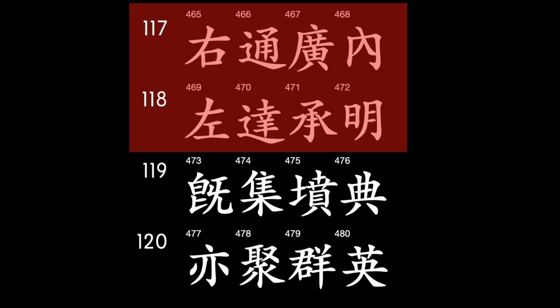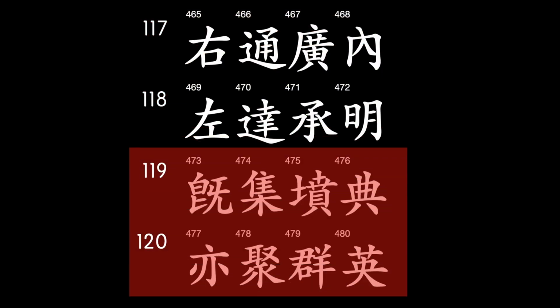That's a wrap for this lesson. In the next lesson, we'll look at lines 119 and 120, which mention the palace collection of classical books and the great people who gather to study them.